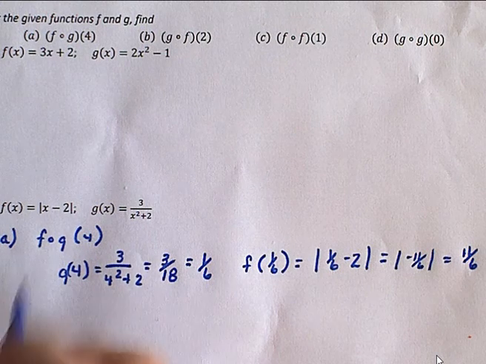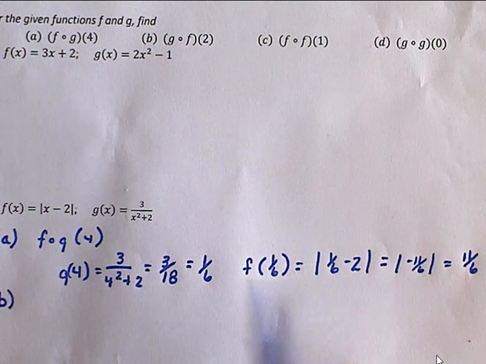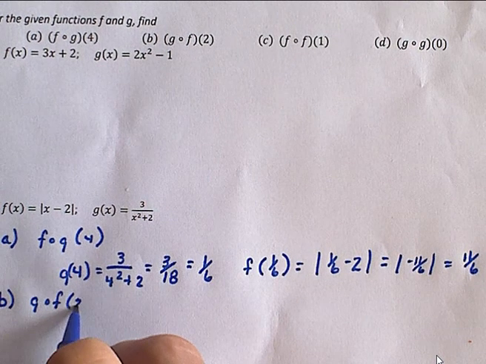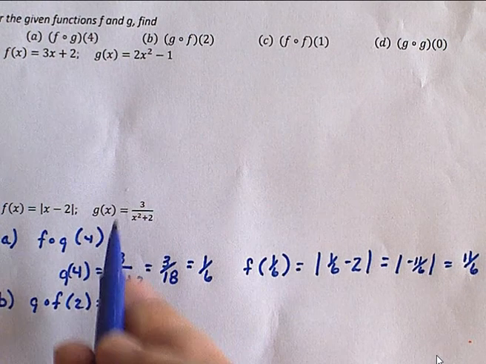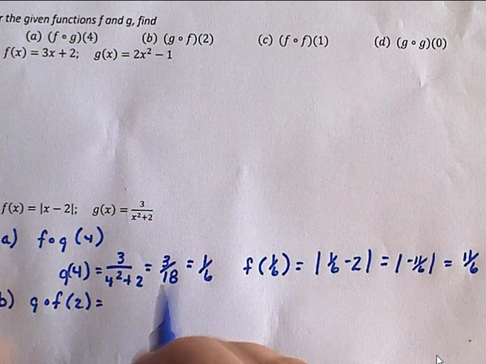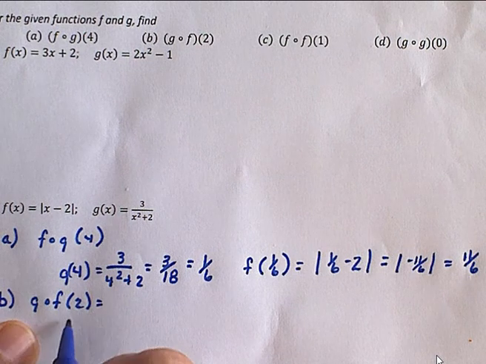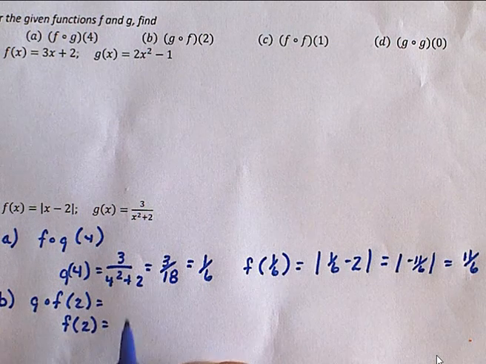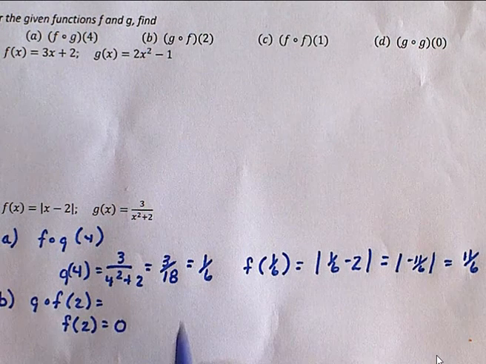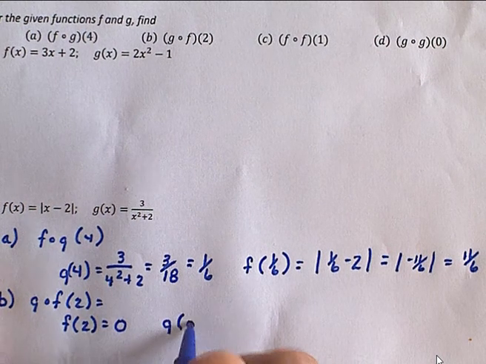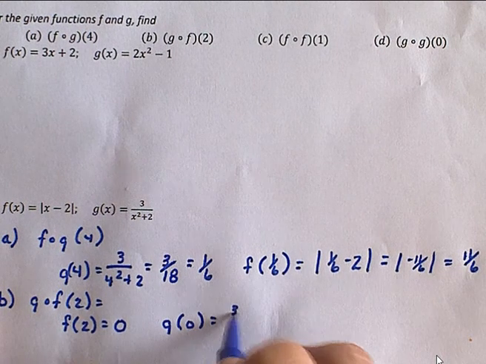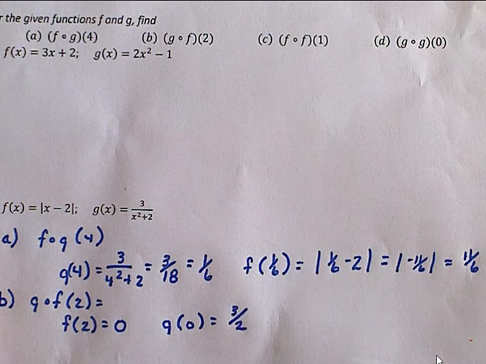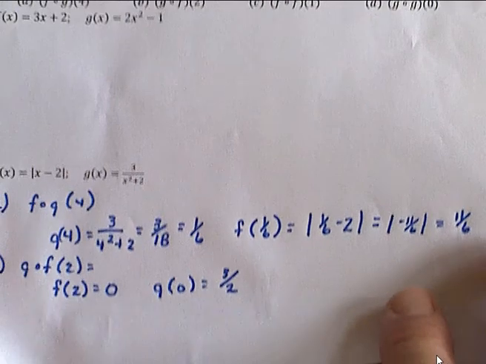On part B, okay, starting with the number 2 this time, I'm going to put 2 into F, which will be a little bit easier. So F of 2 is the absolute value of 2 minus 2, which is 0. And then G of 0 is 3 over 0 squared plus 2. So you just get 3 over 2.